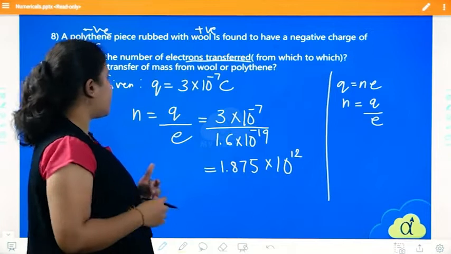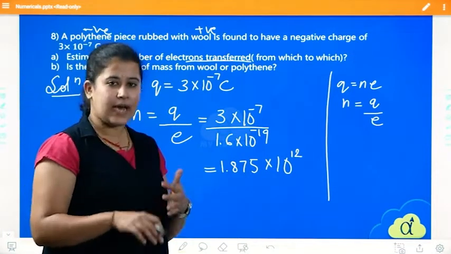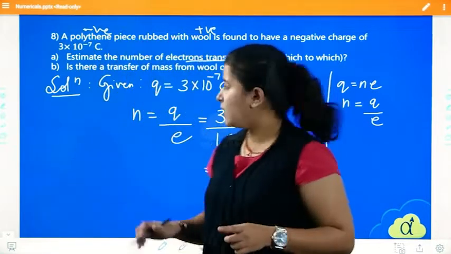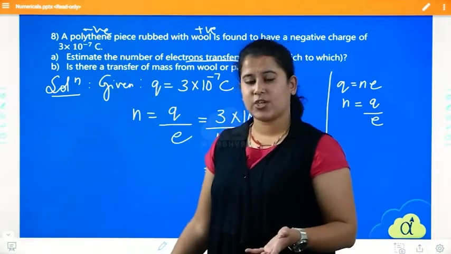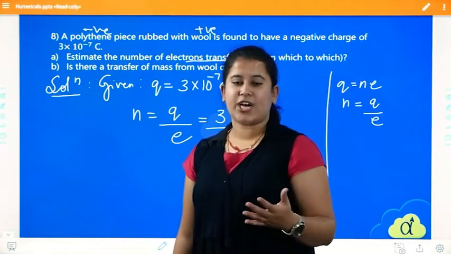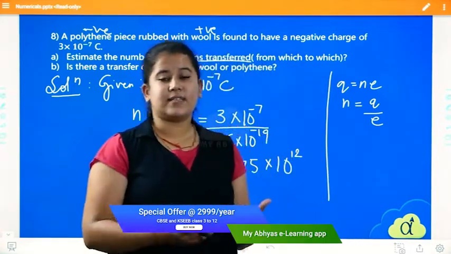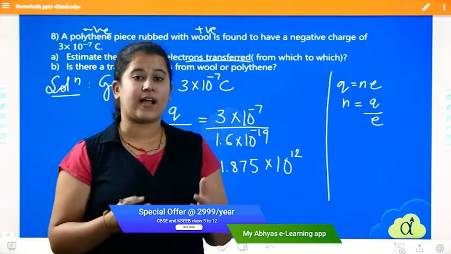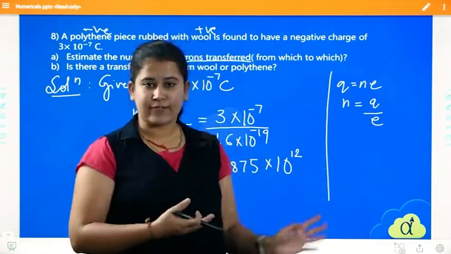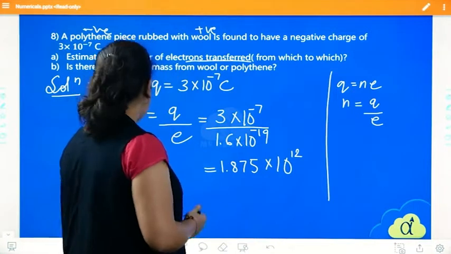Next, is there a transfer of mass from wool or polythene? Yes, there is a transfer. Because of the transfer, you are getting the negatively charged particles and the positively charged particles. Negatively charged means it is receiving. So there is the transfer of electrons from wool to polythene. How much? We will have to check it. So how will you check it?